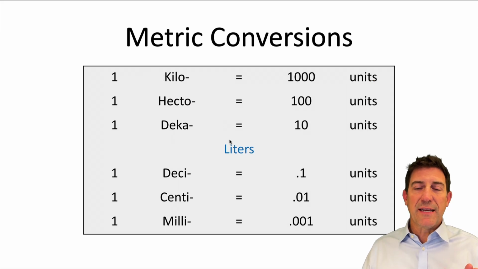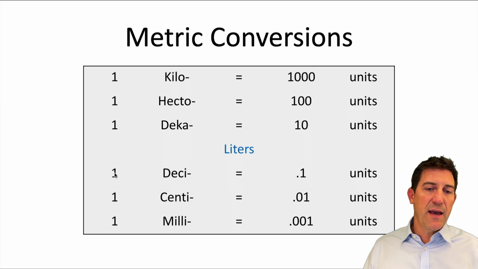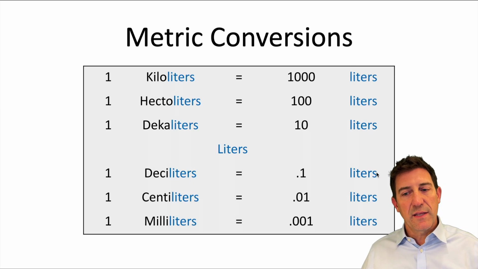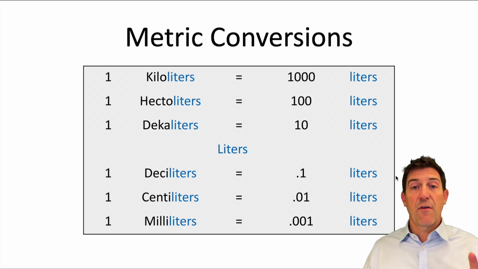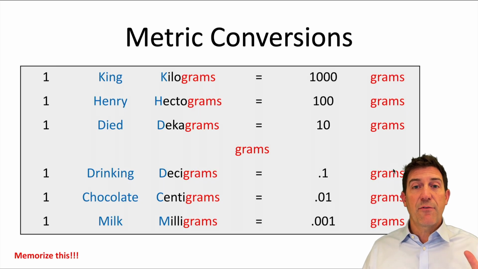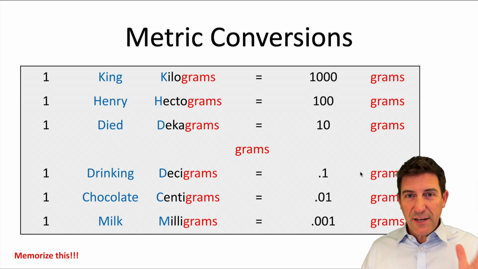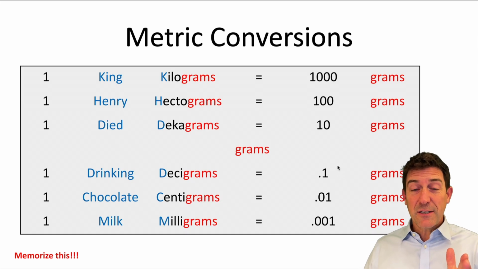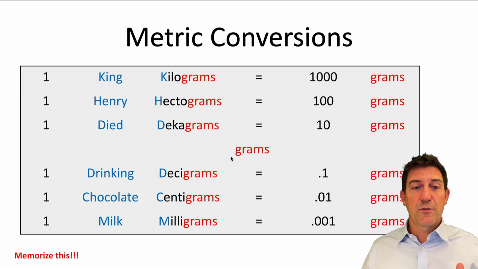If we switch to liters and we're trying to do some conversions and we have 1 deciliter, that's equal to 0.1 liters. Now, I know there are 100 or 1,000 different ways you can learn metrics, and that's totally fine. But after 15 years of teaching students how to convert in metrics, this is the most simple form. So stick with me.